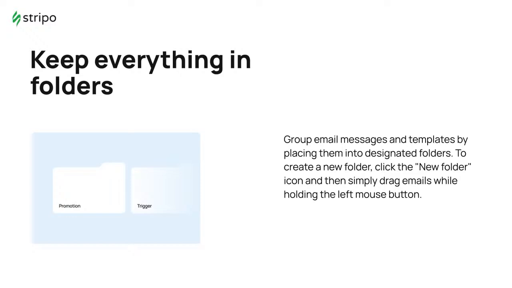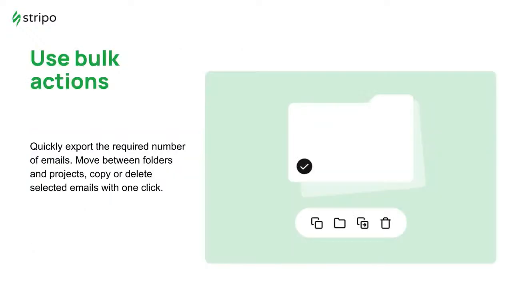First, keep everything in folders. Group mail messages and templates by placing them into designated folders. To create a new folder, click the new folder icon and then simply drag emails while holding the left mouse button. Masha will show you how it works. Use bulk action. Quickly export the required number of emails. Move between folders and projects, copy or delete selected emails with one click.